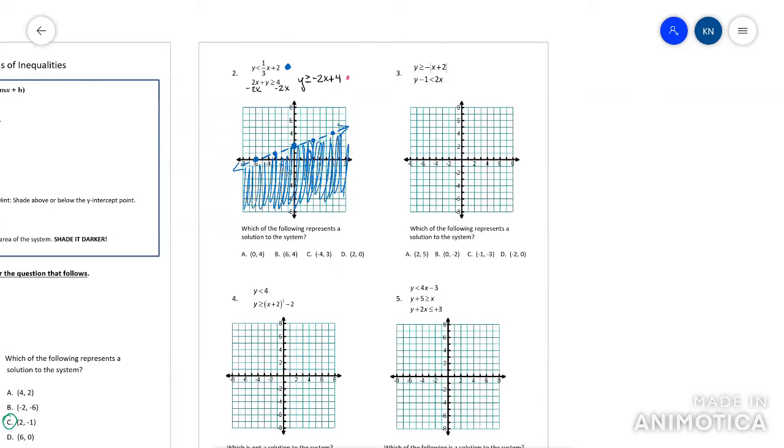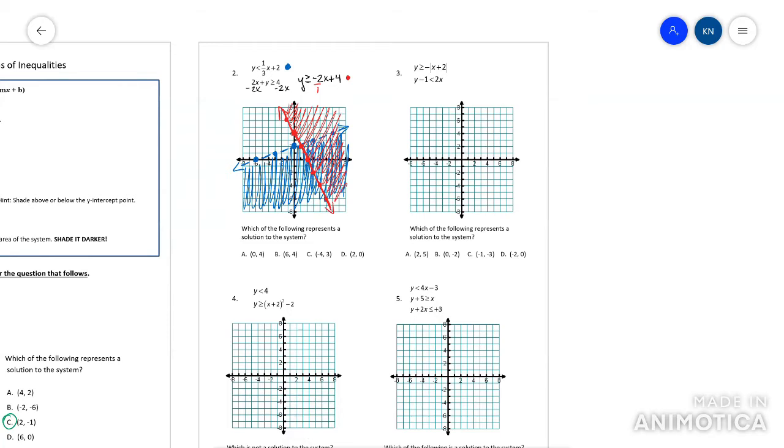All right, the next line, -2x plus 4. Start at your y-intercept of 4. You are dropping 2, running 1. Now this inequality is greater than or equal to, so that means this is going to be a solid line. And it's greater than, so that means everything above it. So all this section. So the part where it's double shaded is this section right here.